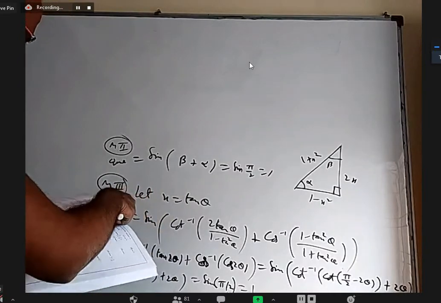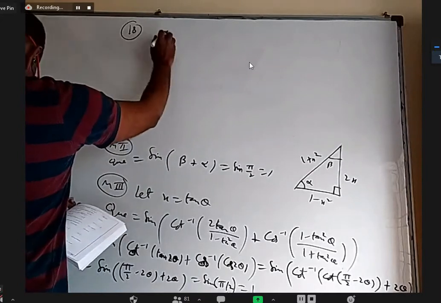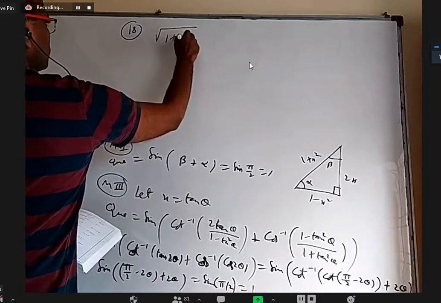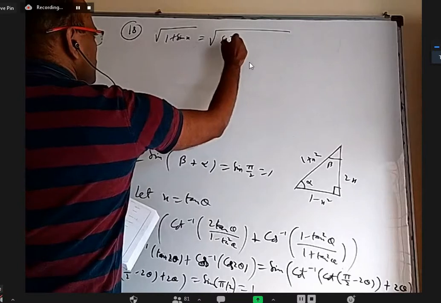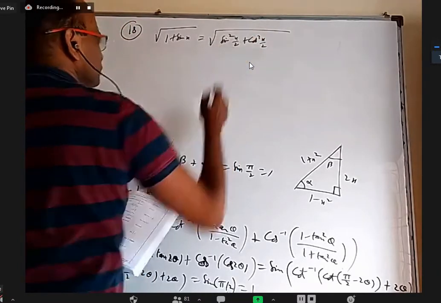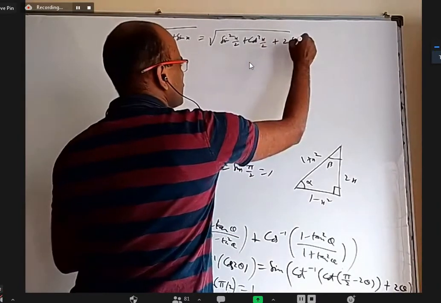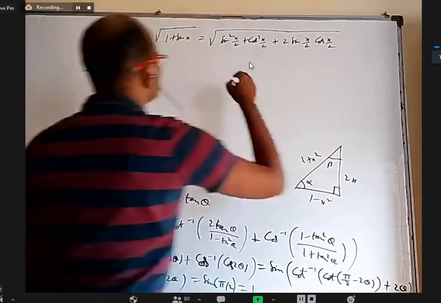Okay, in 18, we don't have to take anything as theta. Already they're given in terms of sin x. You have to only simplify. So root 1 plus sin x. This 1 can be written as sin square x by 2 plus cos square x by 2, and sin x can be written as 2 sin x by 2 cos x by 2.